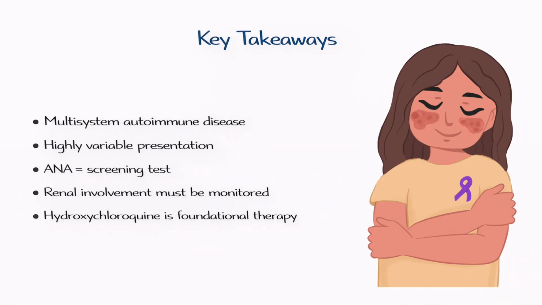Let's recap the key takeaways. Lupus is a multi-system autoimmune disease with a highly variable presentation. ANA is a useful screening test, but diagnosis is clinical and supported by labs. Renal involvement should always be monitored closely. Hydroxychloroquine is foundational therapy for most patients. Early recognition and appropriate referral improve long-term outcomes.